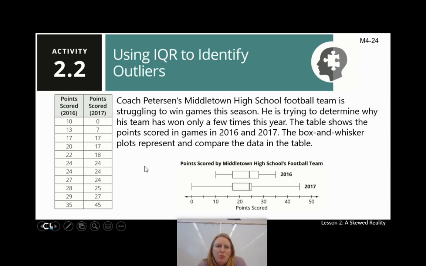All right, activity 2.2. Let's keep going with using that interquartile range to identify your outliers. It's helpful. Coach Peterson's Middletown High School football team is struggling to win games this season. It's been rough. He is trying to determine why his team has only won a few times this year. So the table, here we have this lovely table, shows the points scored in games in 2016 and 2017. The box and whisker plots represent and compare the data in the table. So we have our 2016 data and our 2017 data. They're right on top of each other.